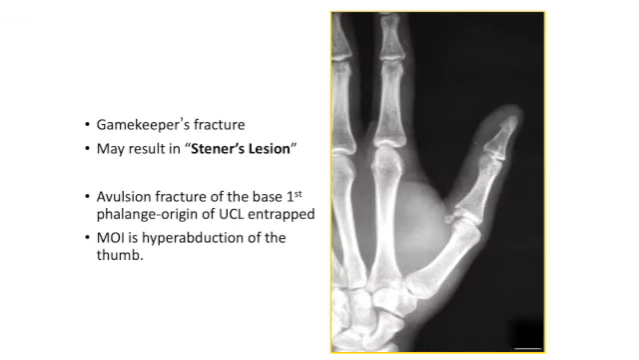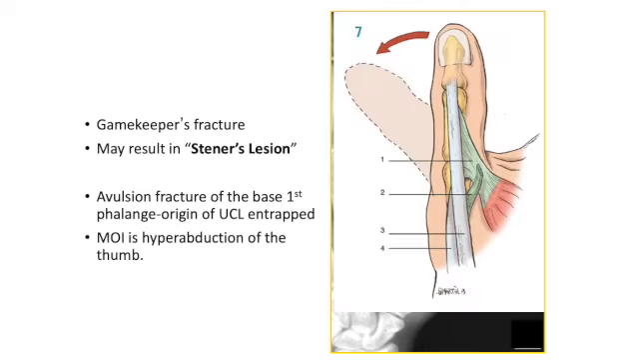Gamekeeper's fracture a lot of times will result in something called a Stener lesion. That is an avulsion fracture of the base of the first phalanx, and basically the UCL, or ulnar collateral ligament of the thumb, gets entrapped. The mechanism of injury is usually hyperabduction of the thumb, in other words, falling with your thumb out in abduction. So in looking at another picture of a gamekeeper's fracture, just be aware how that happens. Be aware of the mechanism of injury and the involved anatomy.